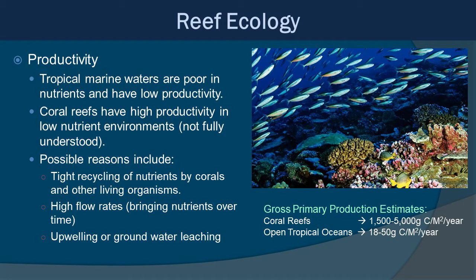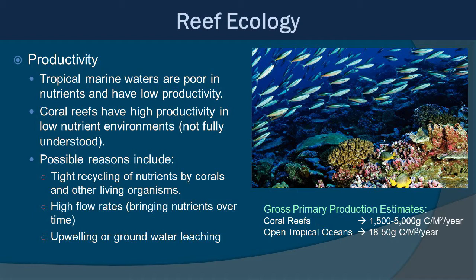If you have an environment that's known for its incredibly high biodiversity, you know that there's a decent amount of productivity involved here as well. And tropical marine waters are generally poor in nutrients and tend to have low productivity. So this begs the question, well, if that's the case, why is there so much diversity at coral reefs? Well, coral reefs have very high productivity in a low nutrient environment.